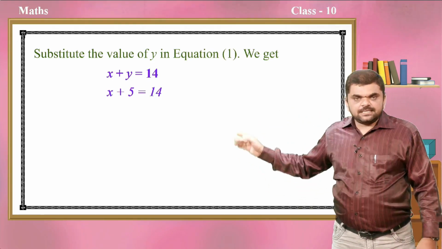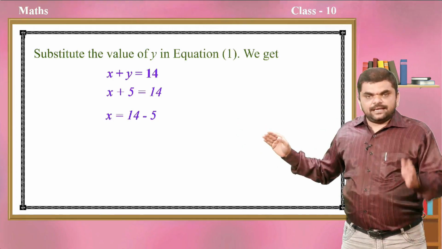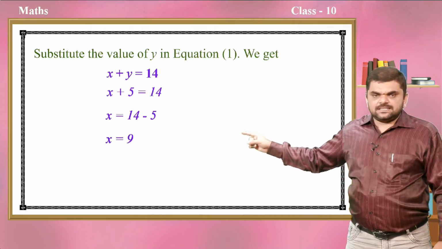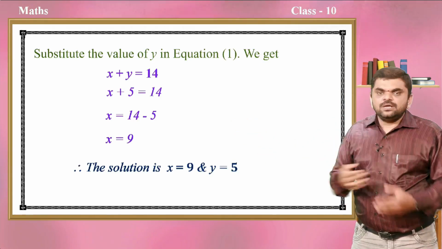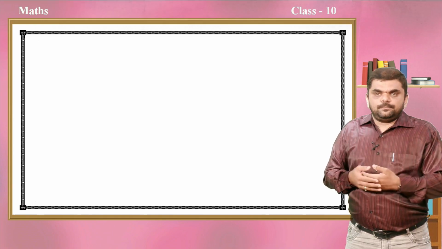x plus 5 is equal to 14. Transfer 5 to the right side. We will get x is equal to 14 minus 5, that is x is equal to 9. The solution of these equations is x is equal to 9 and y is equal to 5.